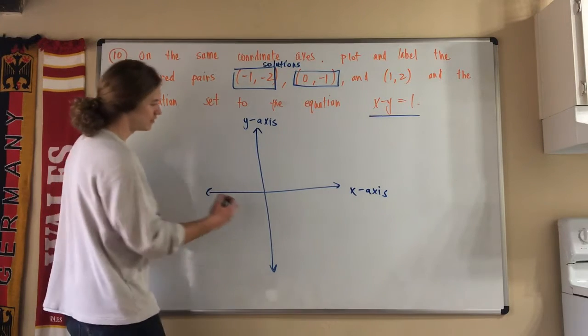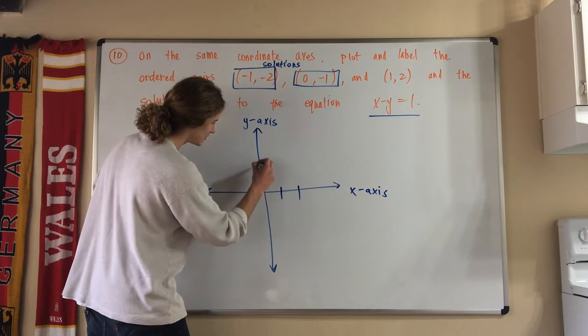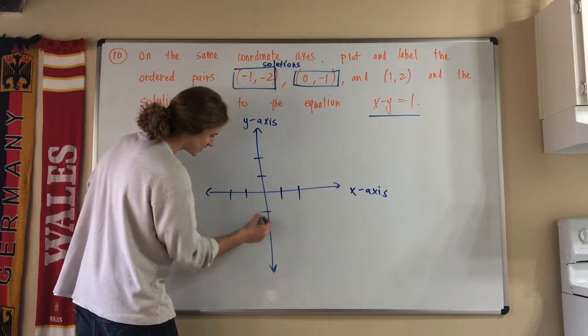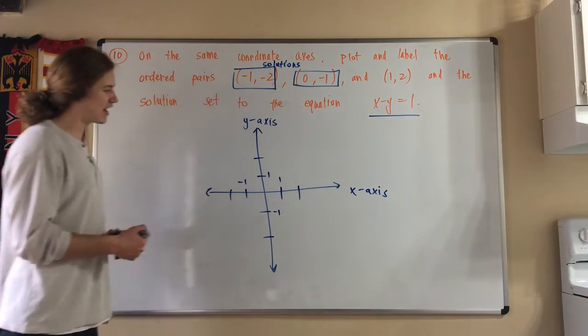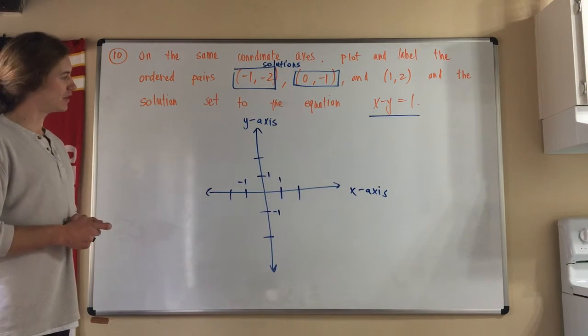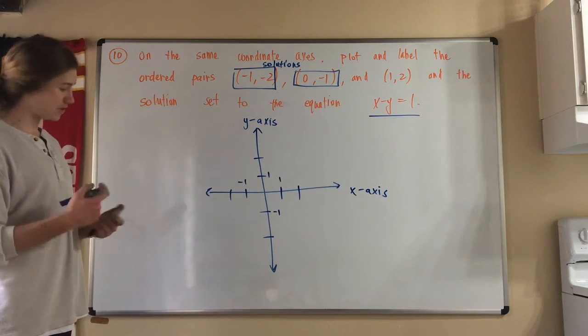I'm going to increment up to 2 because the greatest absolute value of all these numbers is 2. I have only whole numbers, which just makes it nice. I'm not going to increment by anything special. Alright, so you can see I have labeled up to 2 in every direction on my coordinate axes, and I can start to plot these points.